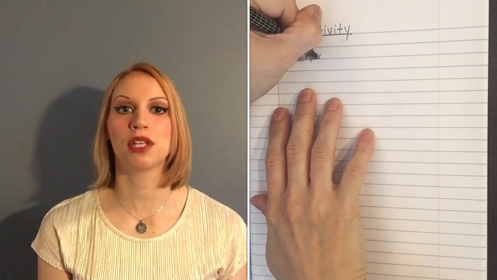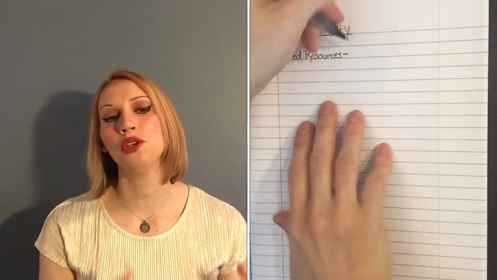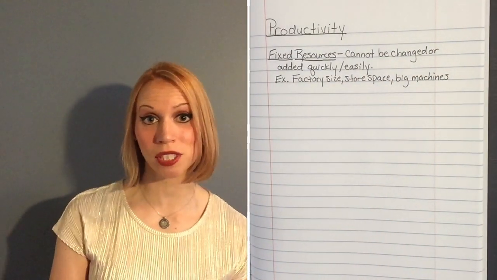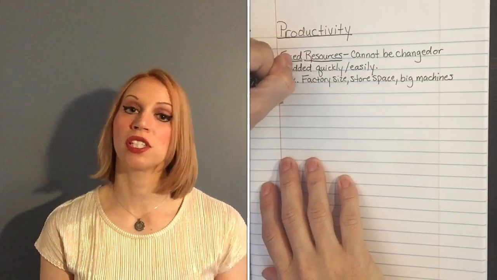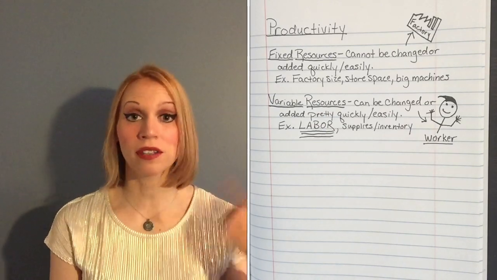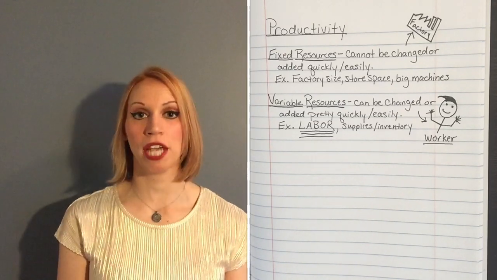So let's talk about some of those resources. Now, we can divide those resources into two broad categories: fixed and variable resources. Fixed resources are things that you cannot change very quickly or easily. Some examples of fixed resources might be your store space or your factory size. So fixed resources are things that you're kind of stuck with. Variable resources, on the other hand, are things that you could rather quickly or easily get more of, get less of, or change them out.